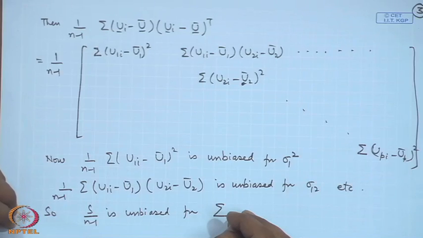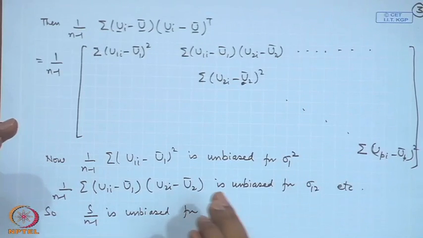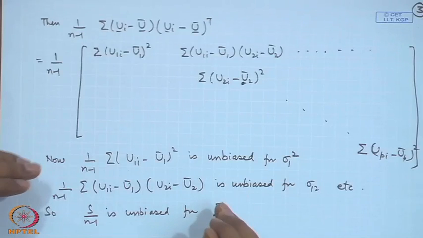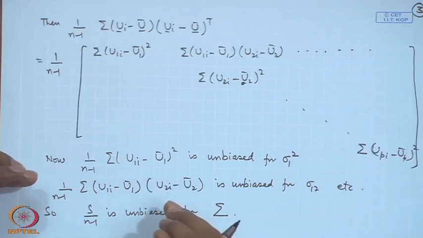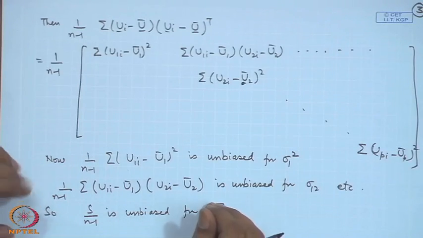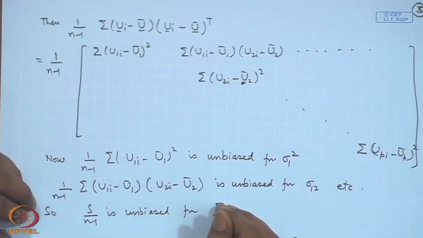We had the concept of minimum variance unbiased estimation in the case of a scalar parameter. Since we are dealing with a vector parameter here, that concept is no longer valid. Of course, we can consider component wise minimum variance unbiased estimation here.